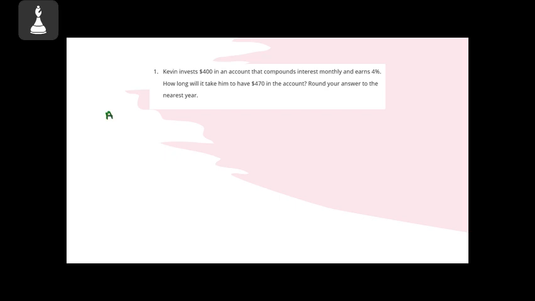So this is A equals P times 1 plus r over n to the nt power. So the amount he has accrued is $470. The initial amount invested was $400. 1 plus the rate is 4%, so 0.04. It is compounded monthly, so that makes the n 12. And then that means 12, and then it says we're solving for t, so t is going to be our variable.